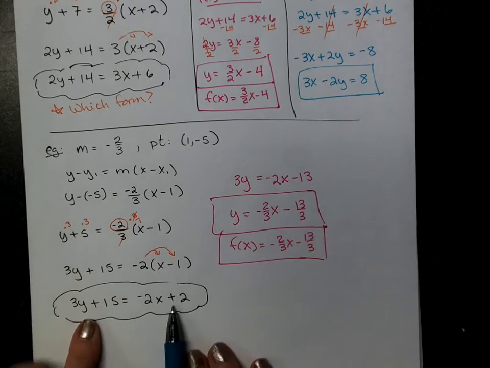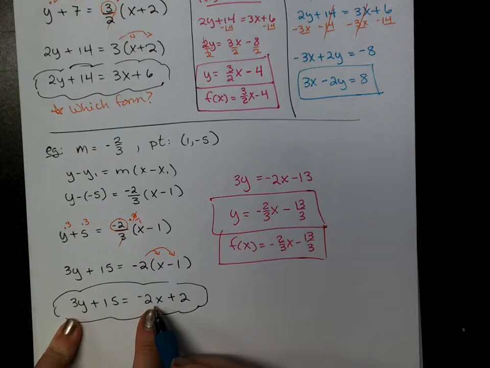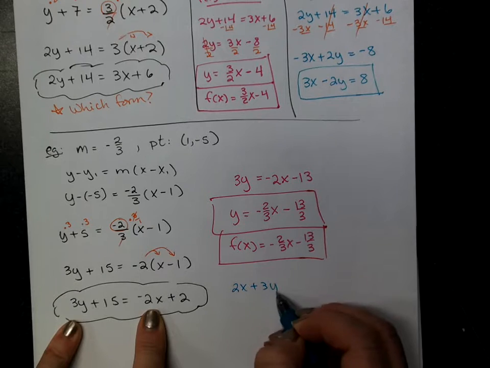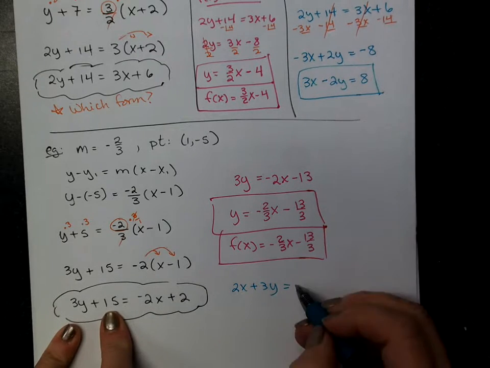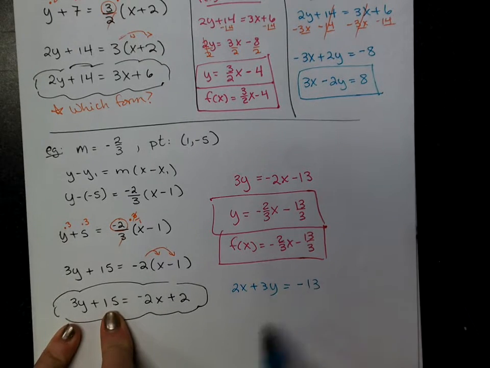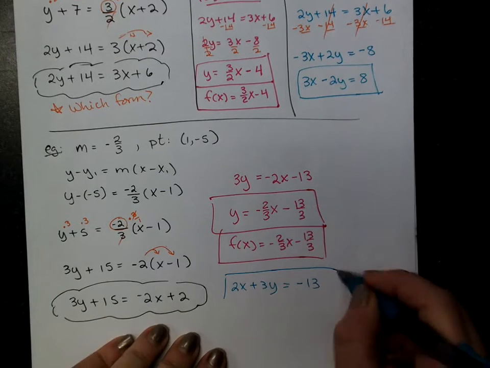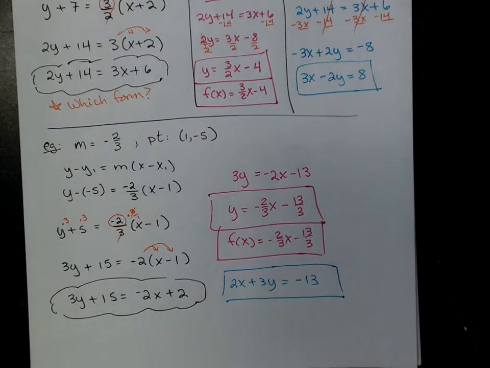And if I was putting it in standard form, I'd move that 2x over to the left, which is going to make it a positive 2x plus 3y. And that 15 over to the left was just going to make it a negative 13. And my x is positive, because when I move the negative 2 over to the left, so that's already done without having to flip any signs.